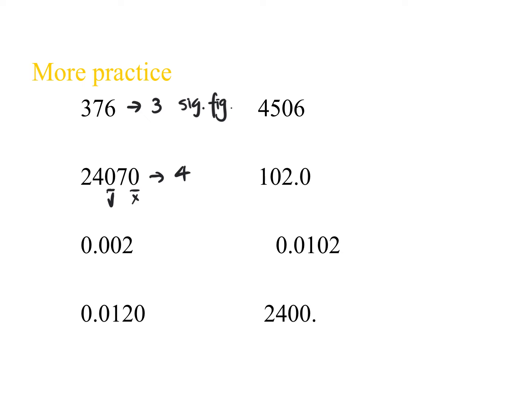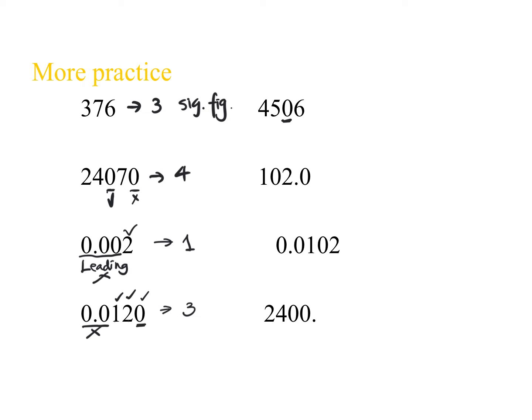So we have 1, 2, 3, 4, 4 sig figs. 0.002: non-zero figures are significant, and the 0.00 are leading zeros, and they are not significant. So this one has 1 sig fig. 0.0120: the first two are leading zeros, so they don't count. 1 and 2 are non-zero, so they count. This last zero applies the rule that it is on the right side of the non-zero numbers and also on the right side of the decimal point. So this one is significant. Therefore, we have 3 sig figs.